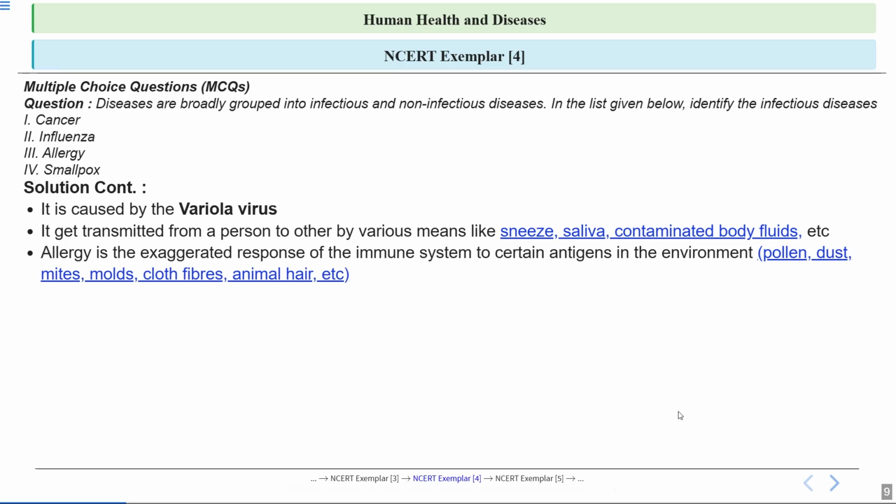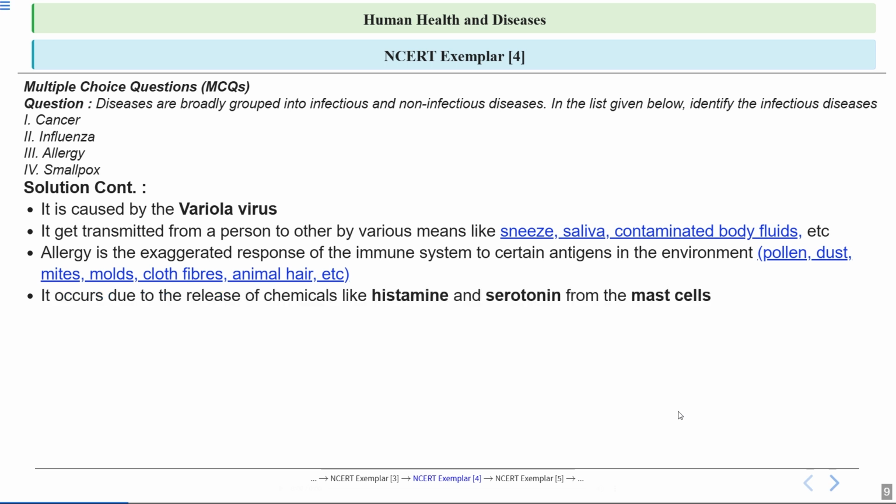Now, let's talk about allergy. Allergy is the exaggerated response, means heightened response of the immune system to certain antigens in the environment like pollen, dust, mites, molds, cloth fibers, and animals' hair.